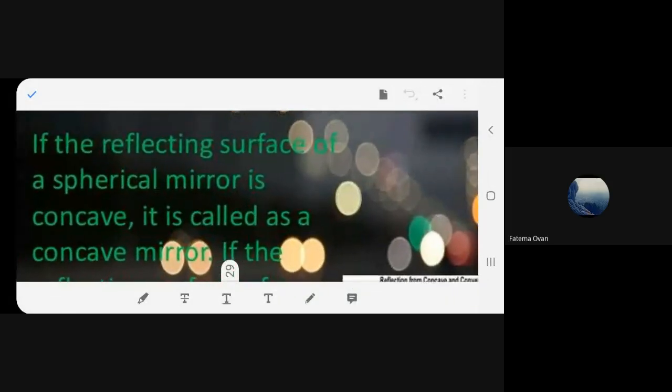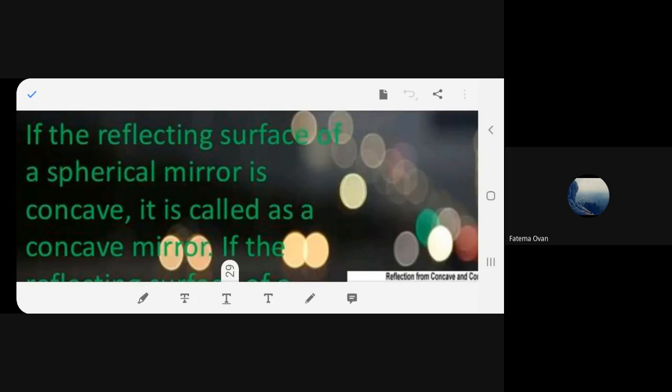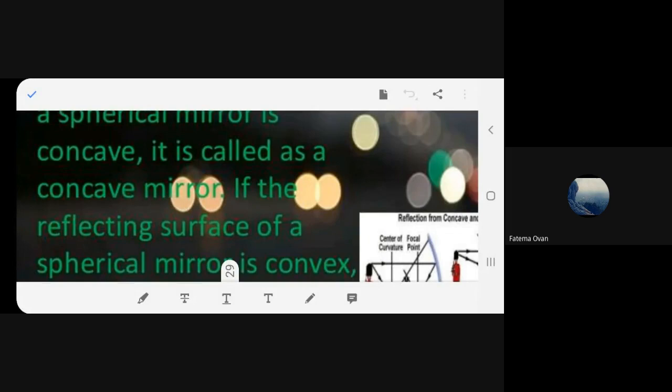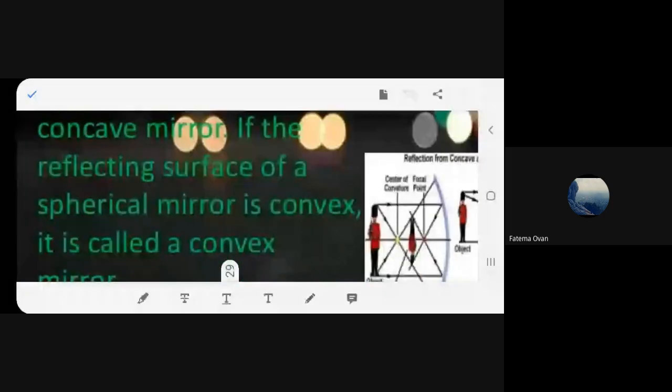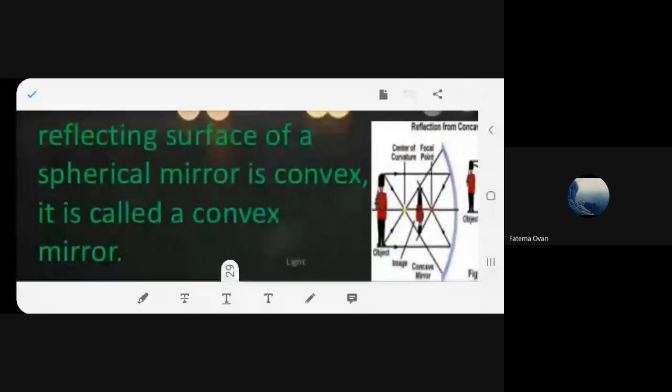Ma'am, can I read now? Okay. If the reflecting surface of a spherical mirror is concave, it is called a concave mirror. If the reflecting surface of a spherical mirror is convex, it is called a convex mirror.